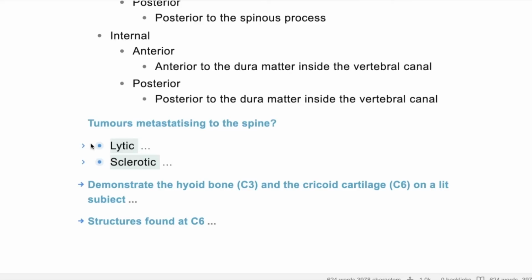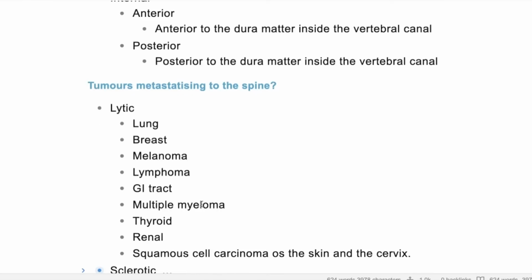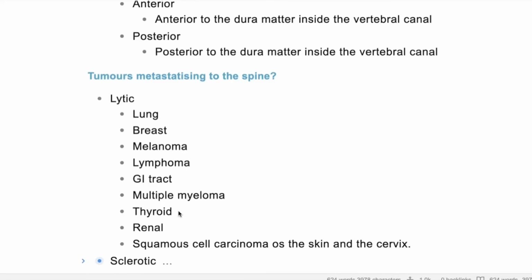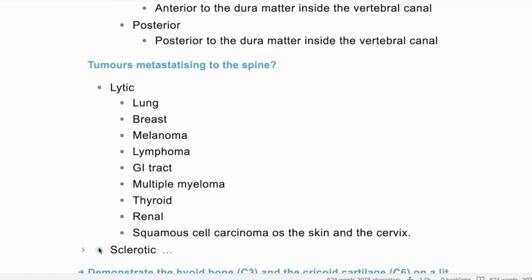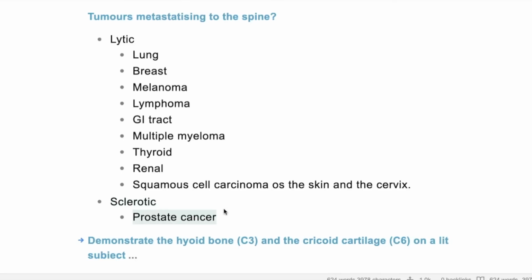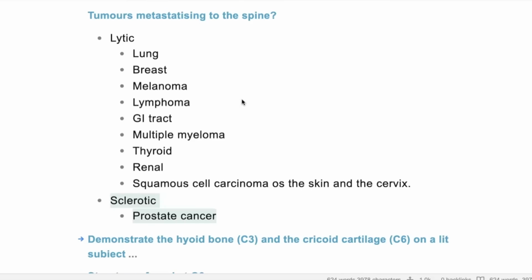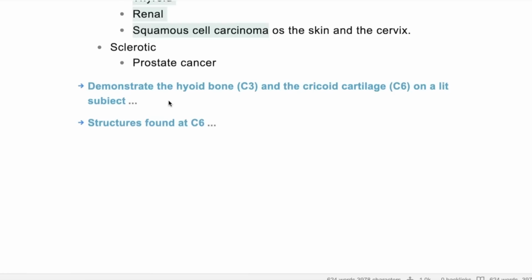Okay, that's fine. So lytic lesions are the common ones, and that would be lung, breast, melanoma, lymphoma, GI, multiple myeloma, thyroid, and renal. But the only one that causes sclerotic lesions is prostate cancer. When you come to the pathology section, you will find this question being asked, so that's why I thought it's better to combine them. So prostate is the only sclerotic one, but otherwise they would be lytic lesions. Okay. This question is fine. You can just demonstrate it later on.